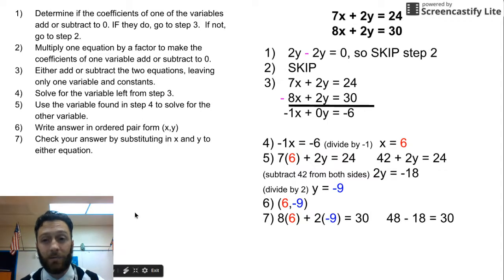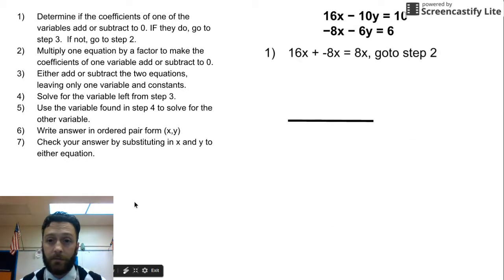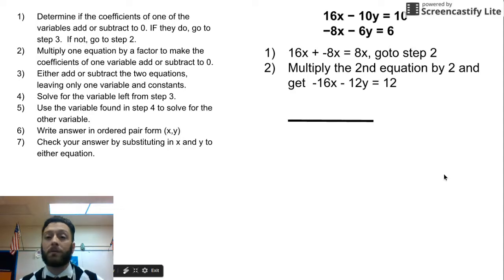Okay, so these past two examples, these are the easy examples where you don't have to go through step 2. This one's not so easy. None of our coefficients on either variable match up. 16x plus -8x equals 8x. It doesn't equal 0, so we got to go to step 2. We need to multiply one of these two equations all the way through so that the coefficients match up and they'll add to 0. In this case, we're going to multiply the second equation by 2, each factor, giving us -16x minus 12y equals 12. That's multiplying each one of these parts by 2.